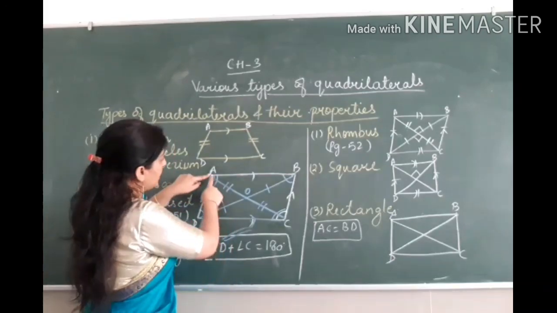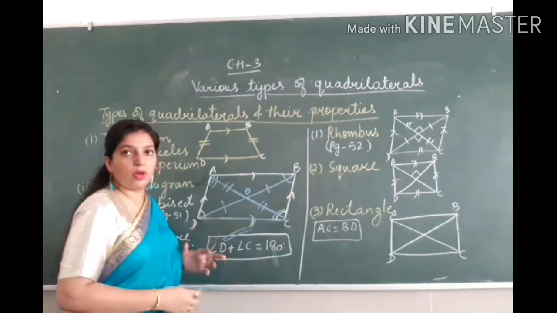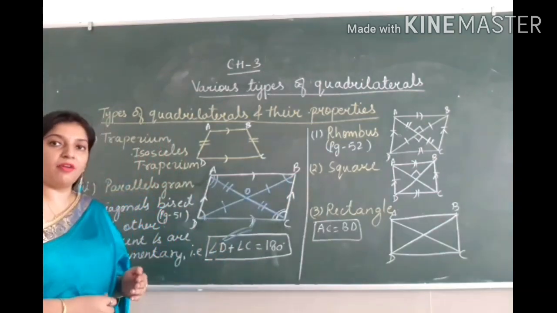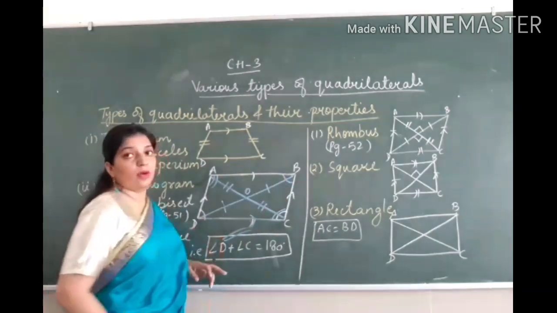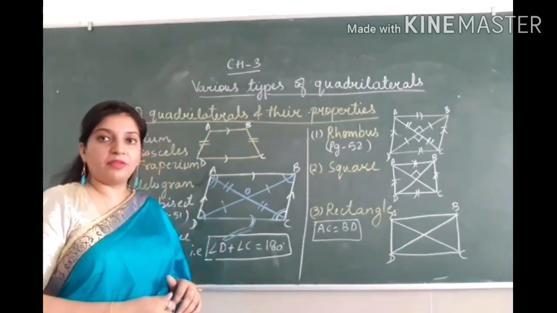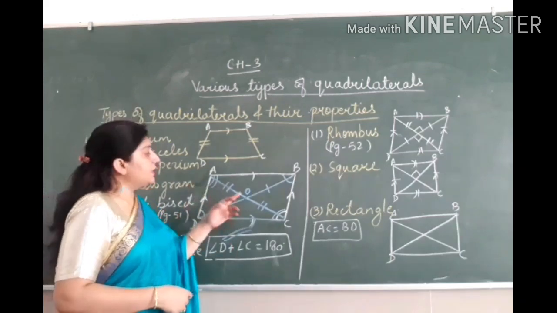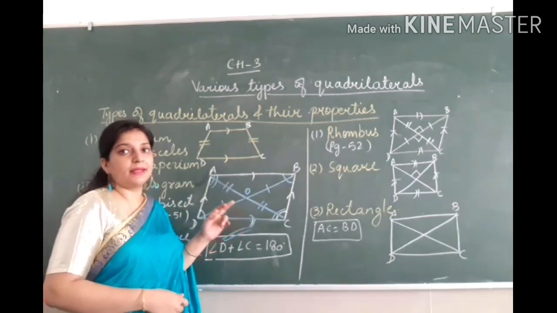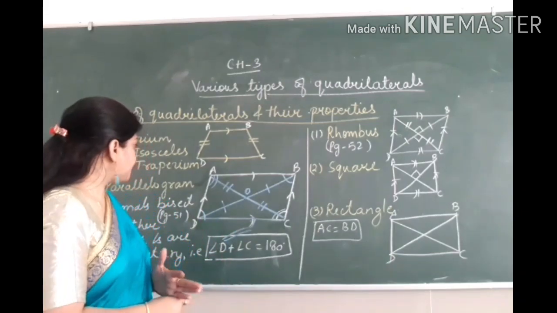But whether AC and DB are equal or not, it depends on the type of parallelogram. Whether the diagonals are equal or not, it depends on the type of the parallelogram that we are going to learn. But diagonals of the parallelogram bisect each other. When they intersect, they bisect each other.